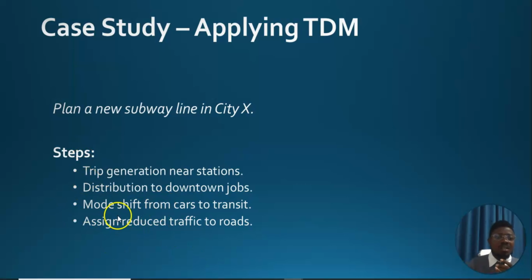Then from there, you can assign reduced traffic to roads. So this is just a simple plan, though there are a lot of mathematical and conceptual frameworks embedded in it which we are not looking into in this video. But this is just to give a little breakdown of the concept of travel demand modeling.